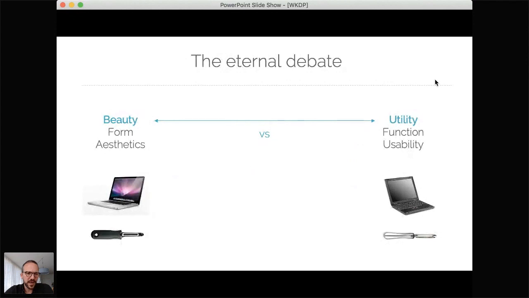This internal debate of mine that maybe others feel the same way, it's really part of this huge eternal debate that's lasted for centuries on beauty and utility, right? On form versus function, on aesthetics versus usability. And again, the sort of stereotypical notion is that these are two opposite ends of the spectrum. They are somehow mutually exclusive. You have to pick one or the other, right? Which is a very sort of simplistic way of looking at this problem.